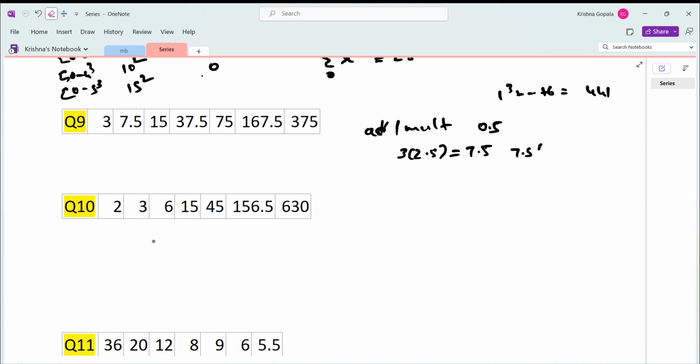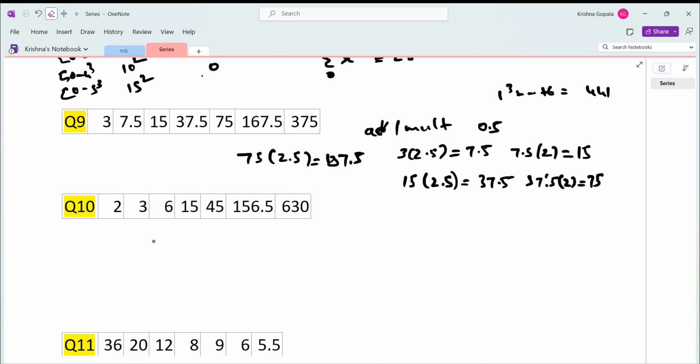Let's say 7.5 is coming in between. You can very clearly see 7.5 into 2 is 15. Let's try continuing this. 15 into 2.5 is 37.5. Right? 37.5 into 2 is 75. 75 into 2.5 should be 187.5, whereas it is 167.5. So this is the wrong one, and the correct answer is the one that should have been 187.5. Okay, that is very easy.